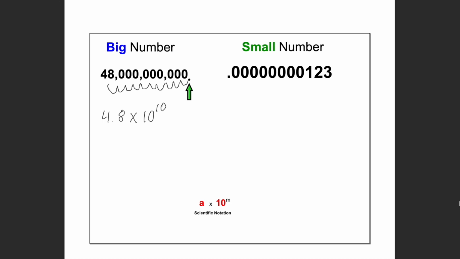So we go 1, 2, 3, 4, 5, 6, 7, 8, 9. So we moved it 9 spaces. So we're going to have 1.23 times 10 to the negative 9. So small numbers get negative exponents, big numbers get positive exponents.